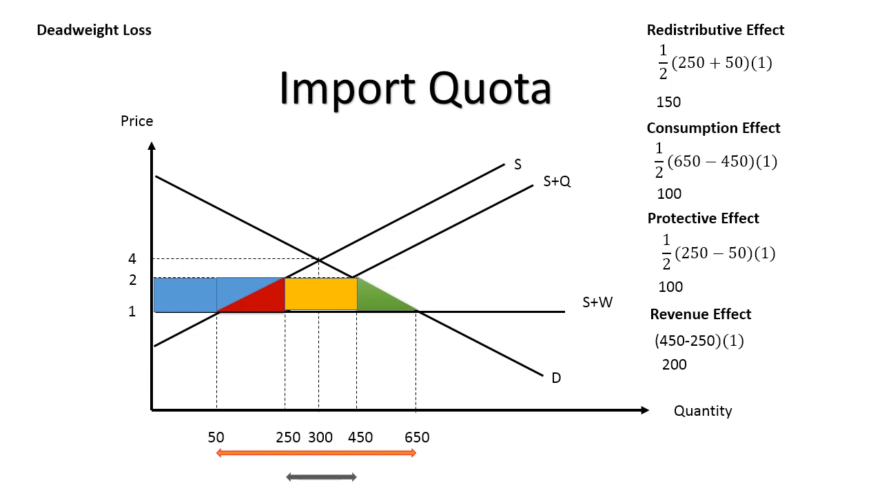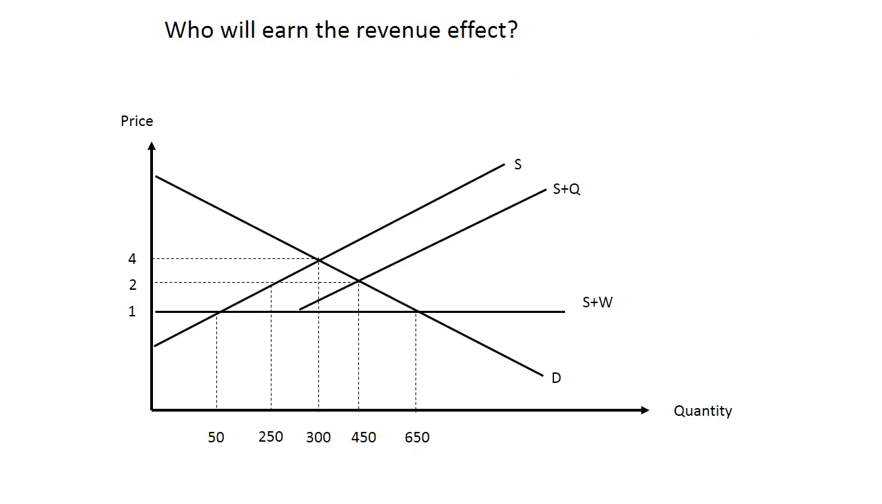And next you have to calculate deadweight loss. How to calculate deadweight loss? Deadweight loss is equal to consumption effect plus protective effect. Consumption effect is equal to 100 and protective effect is equal to 100, so 100 plus 100, you will get 200.